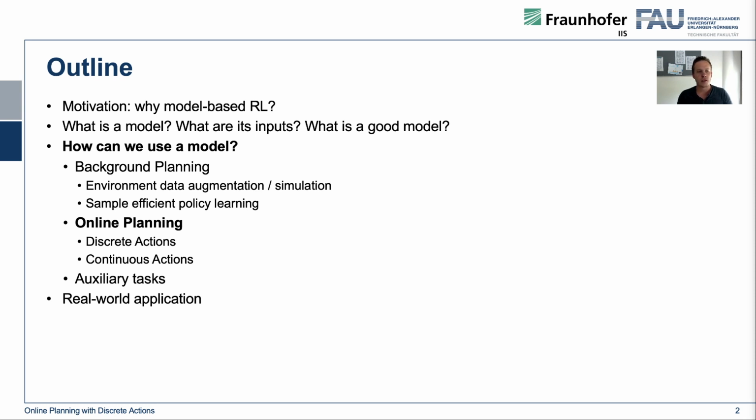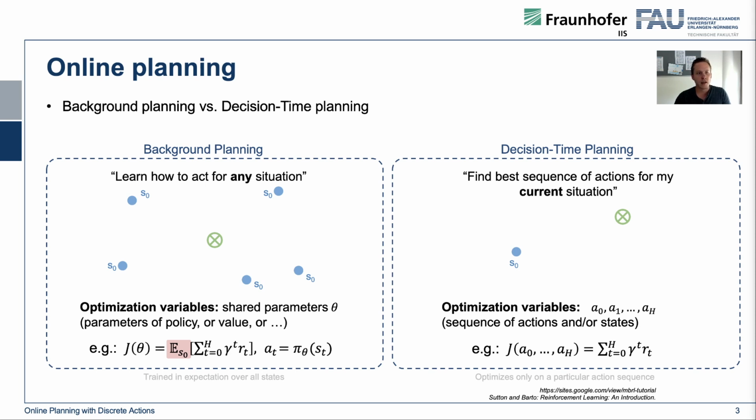In the last video, we saw a few examples of how to assist a model-free agent, or in general a reinforcement learning-based agent, with a known model or with a model that we can learn jointly while training. And in this video today, and in the next video, we will talk about online planning with discrete actions and continuous actions. But before we get started, let's first take a look at what we mean when we talk about background planning or online planning, namely decision time planning.